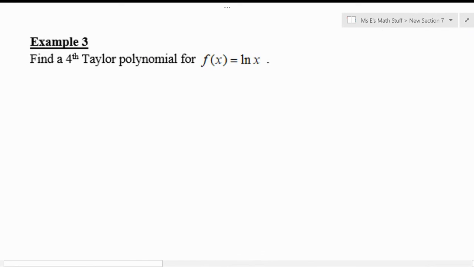All right, my friends, our last example that we'll think about today is going to be example 3. And I'd like for you to consider how would you go about finding a 4th degree Taylor polynomial for f of x equaling the natural log of x. See how it goes. Check in with me in the next video.